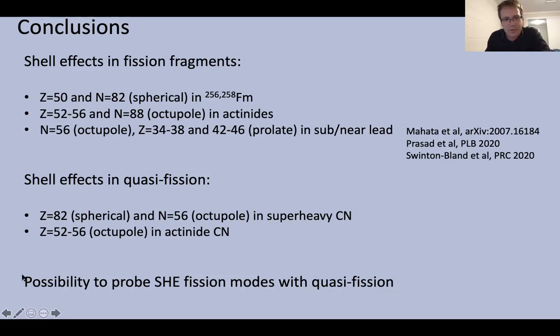Now, that brings me to a possibility for perhaps getting access to some information on the fission modes of superheavy elements. We know that it's very hard to produce these superheavy elements and even harder to look at their fission modes, at least with current techniques. However, if we believe that the fission modes are the same as in quasi-fission, we can simply look at shell effects in quasi-fission in reactions forming superheavy elements, because these are much, much more probable, with cross sections orders of magnitude larger than the synthesis of superheavy elements, or even the formation of a compound system.